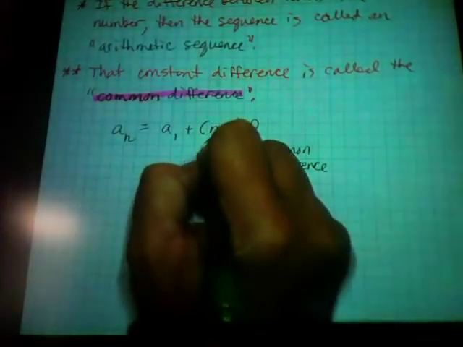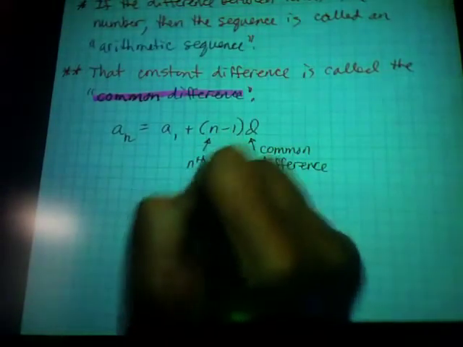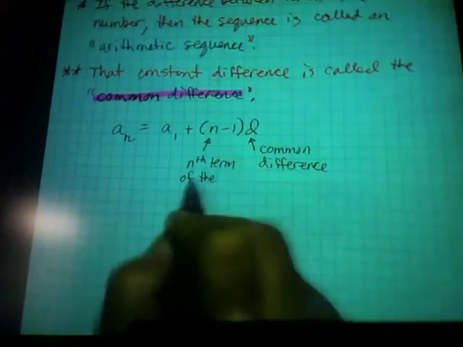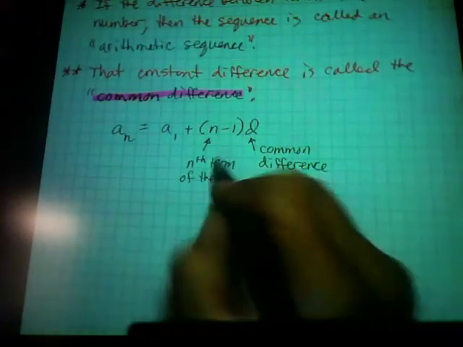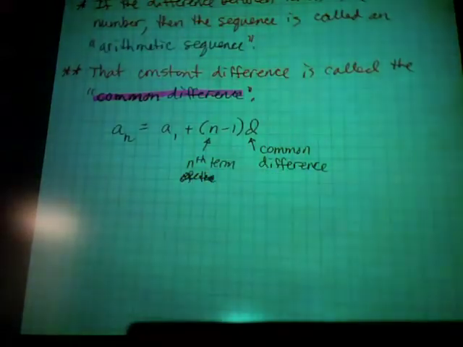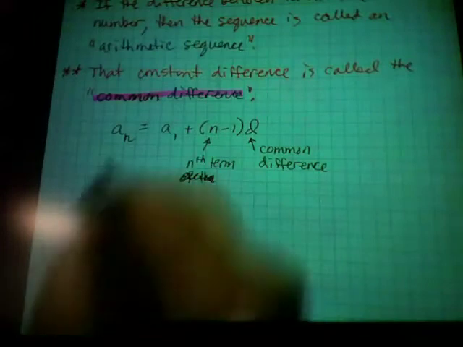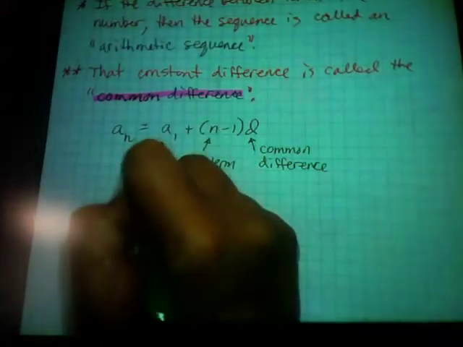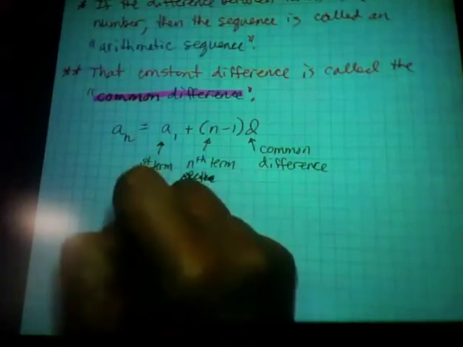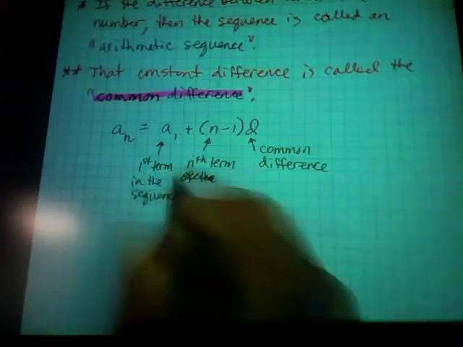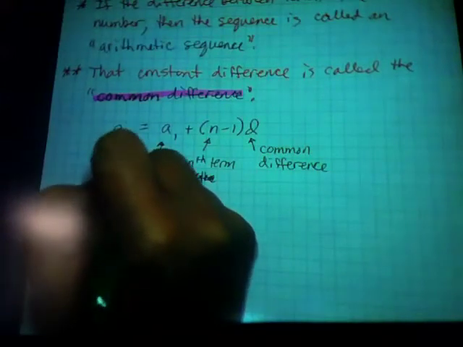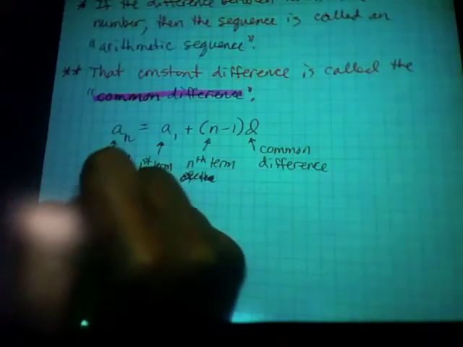N represents the nth term. I'm not going to put "of the sequence" because I don't want you to put the value of that term. And then this, obviously, we've said is the first term in the sequence. And then this one we'll write as the nth term of the sequence.